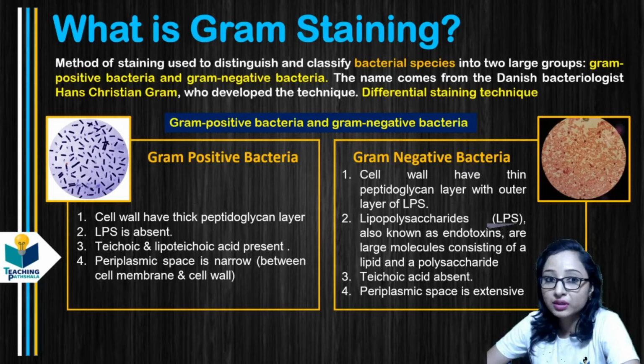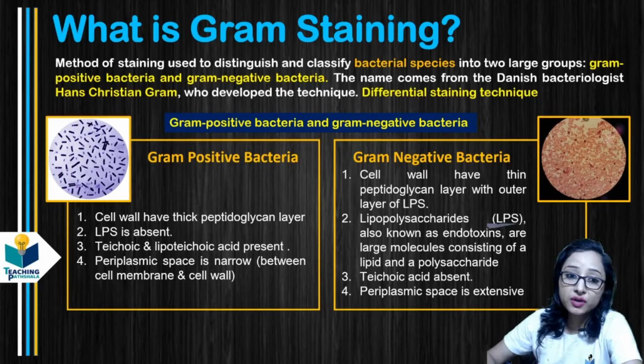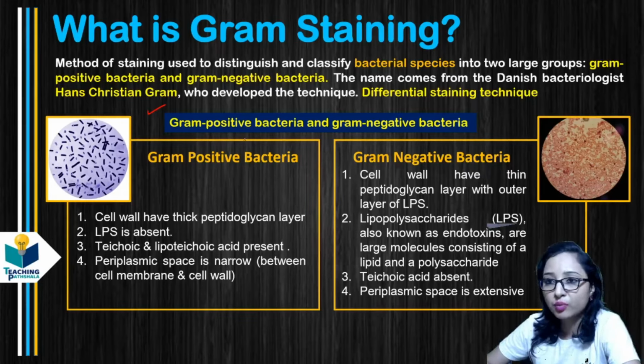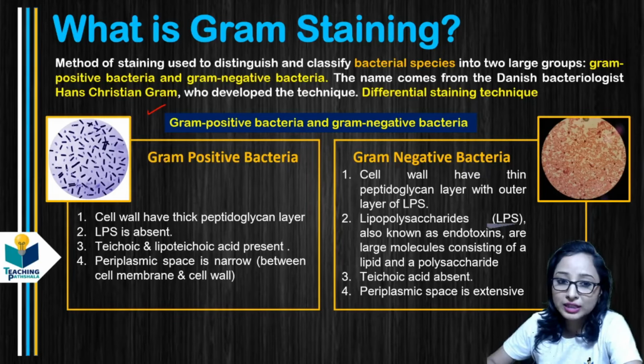Before proceeding with the gram staining technique, we first have to understand what gram positive and gram negative bacteria are, why we get different types of results, and what the names gram positive and gram negative signify. This staining technique was given by a bacteriologist, Hans Christian Gram, and he developed this technique to differentiate between two bacterial species, gram negative and gram positive.